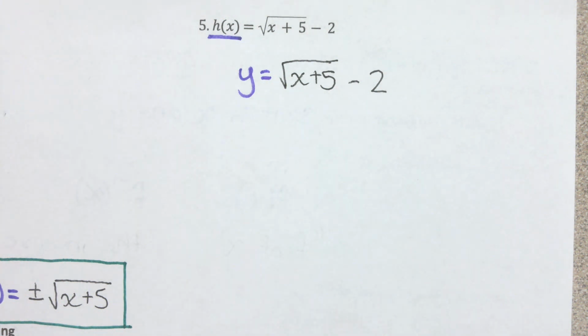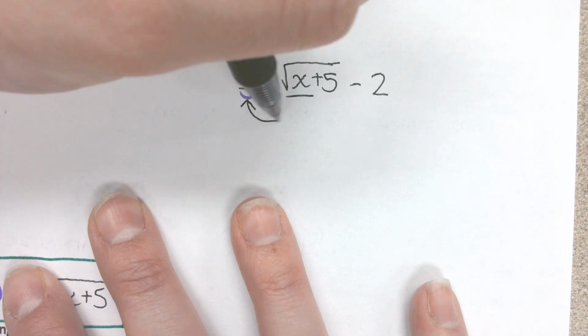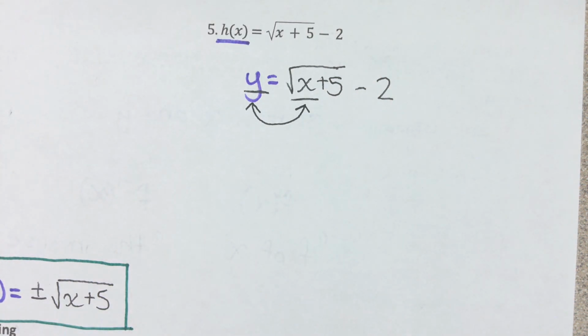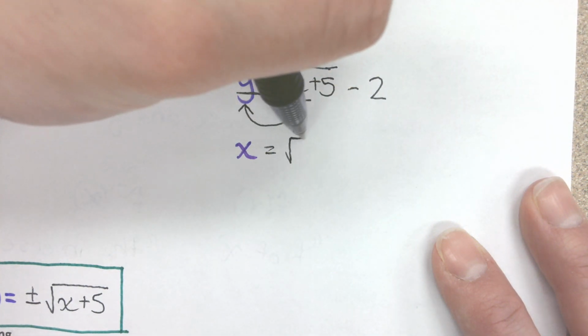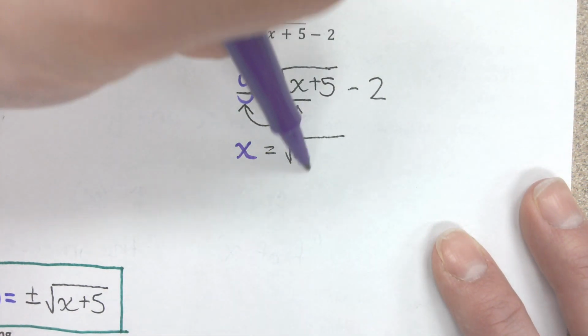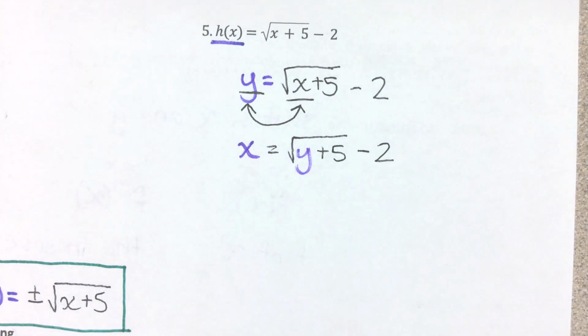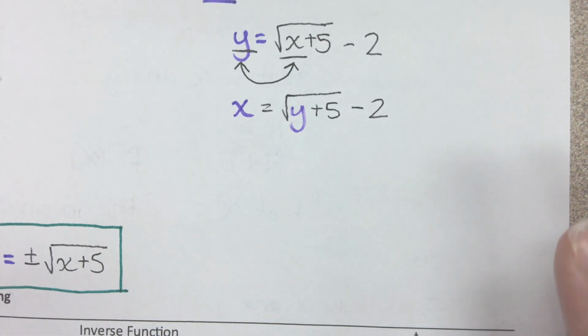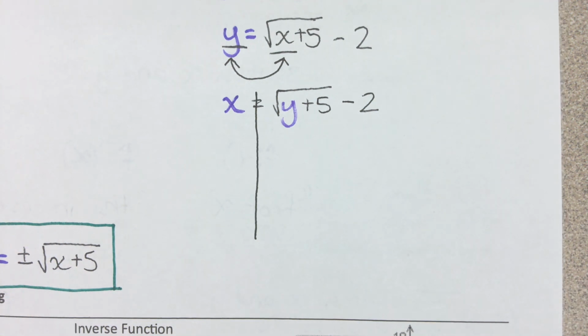Now we can switch x and y. Again, they're just going to take each other's place. We now have x equals the square root of y plus 5 minus 2. And then we solve for y again. We can't just take the y out from under that square root. We're going to have to break that down slowly.